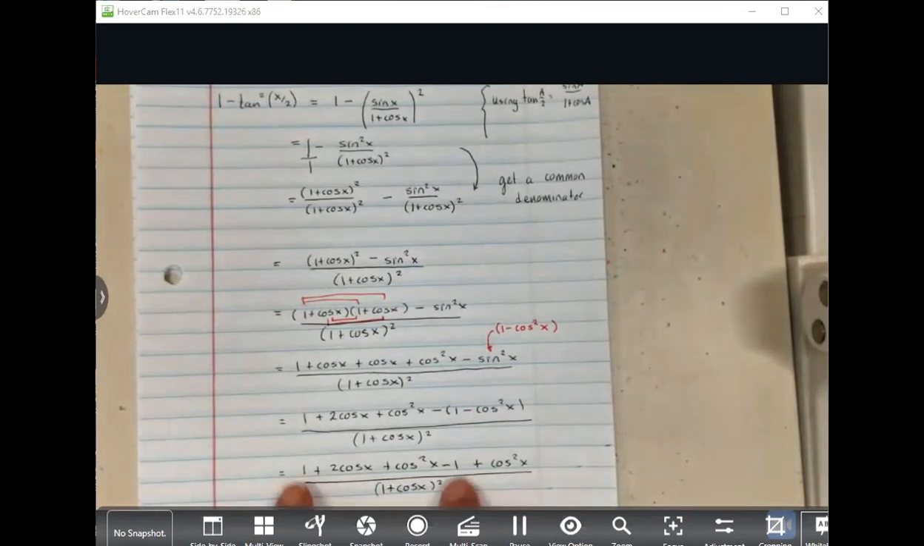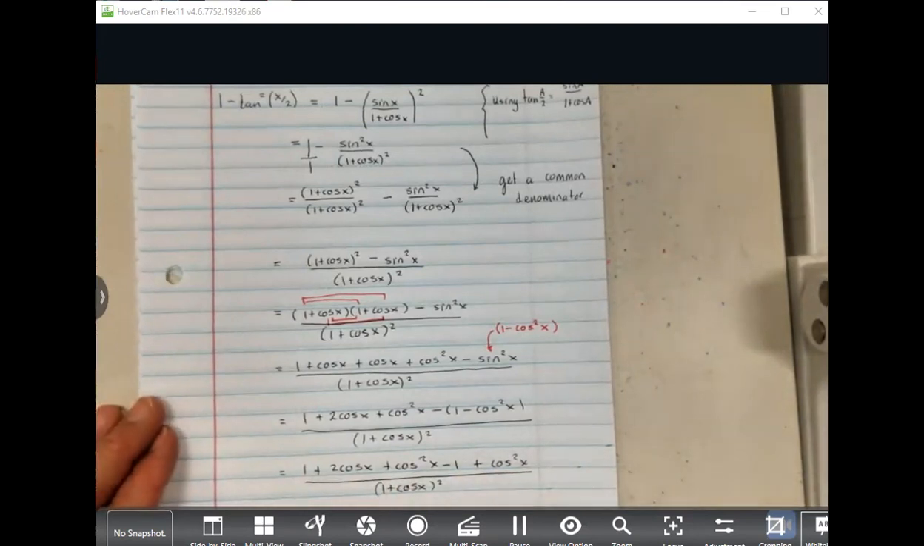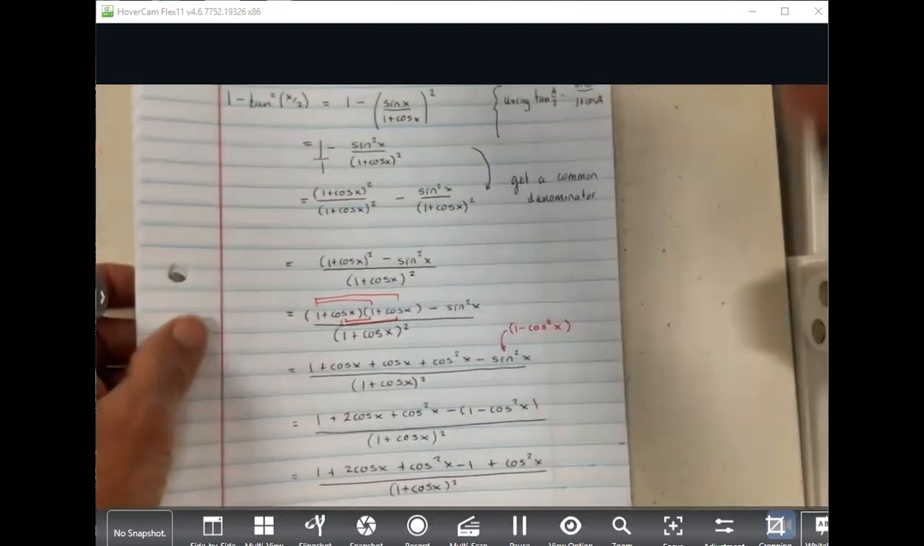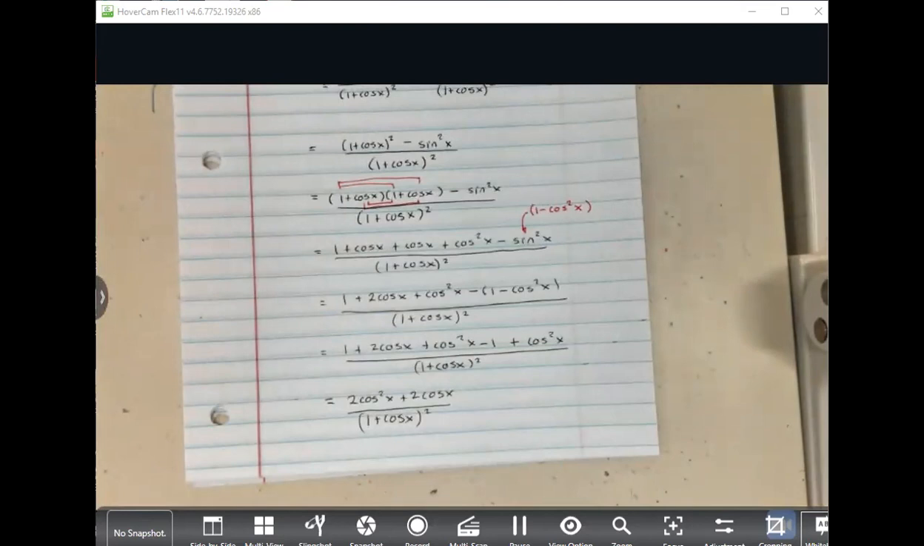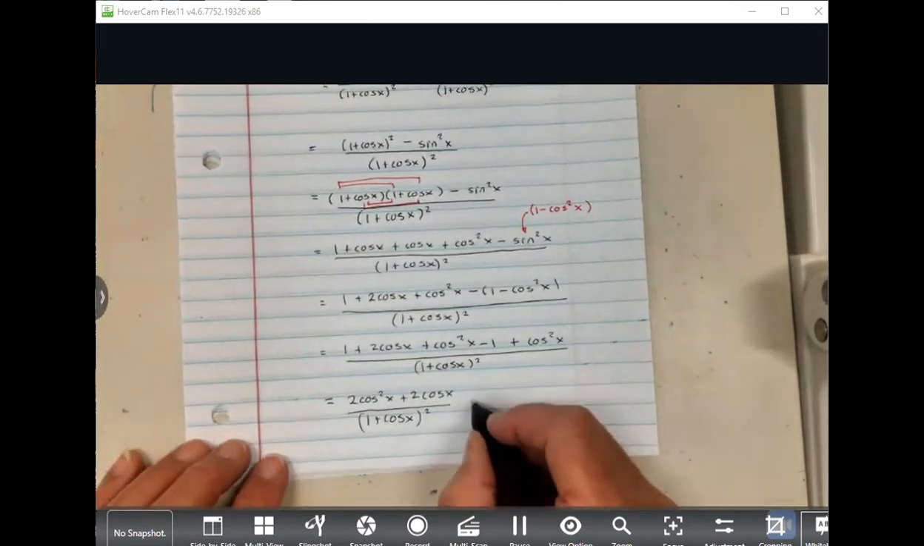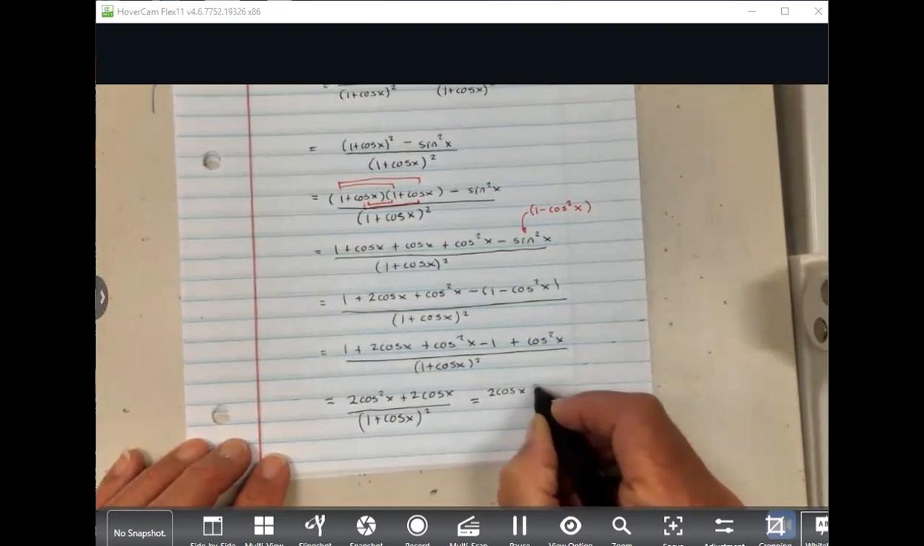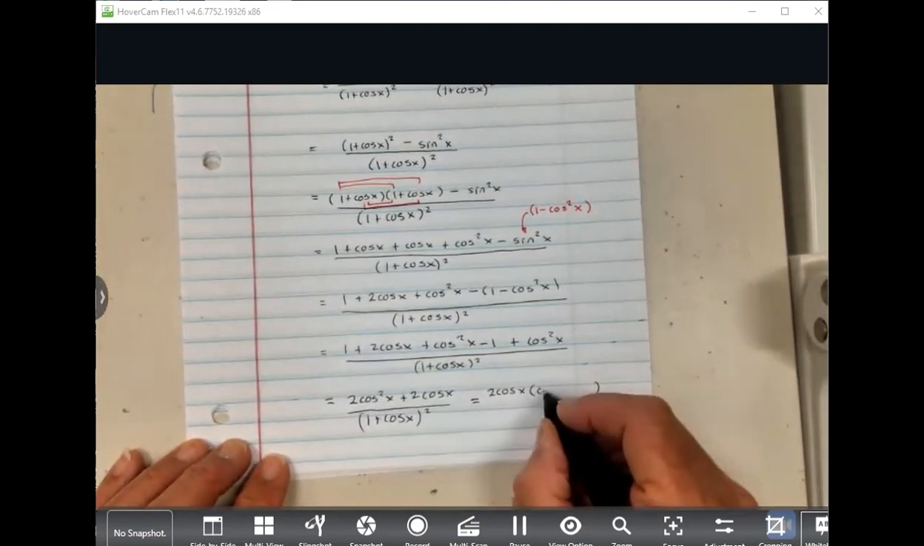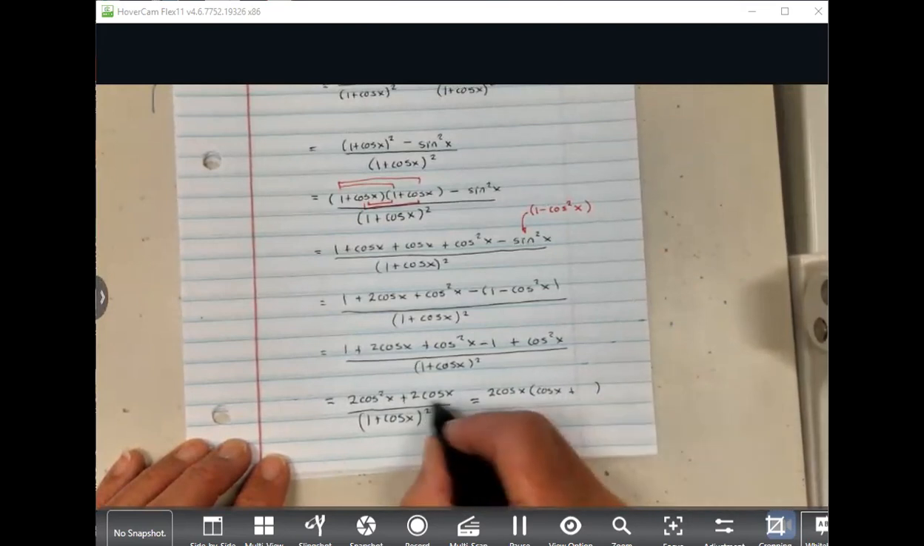So now I have these two. I've got a 1 minus 1, so those are gone. And then I have a cosine squared plus a cosine squared, so I get two of those. So we have 2 cosine squared of x. Then I still have plus 2 cosine of x all over this denominator. Those two terms have common factors of 2 and cosine of x. So I'm going to factor out the greatest common factor. So when I pull that out of here, I've got one of the cosines left. Plus, when I pull it out of here, I just have a 1.